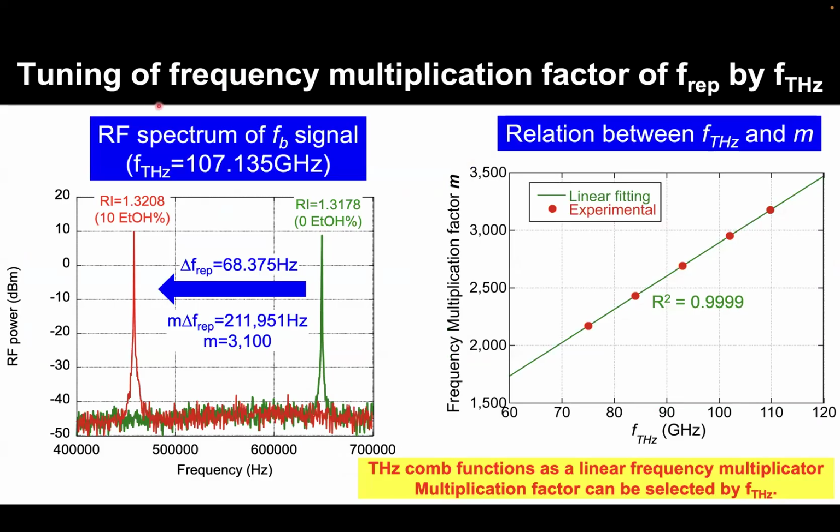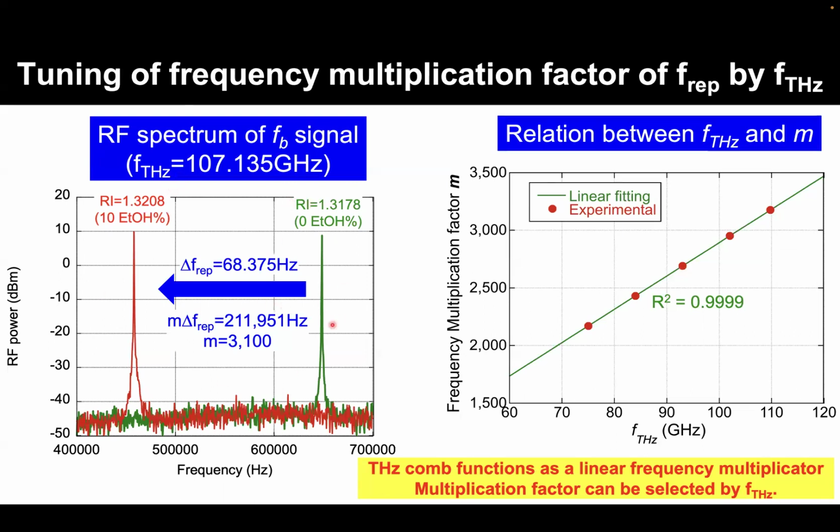We first investigate the tuning of the frequency multiplication factor M of FREP by F terahertz. Left compares the RF spectrum of the FB beat signal before and after the sample RI change. We here use water ethanol solution with a different RI. We confirm a good signal to noise ratio of the RF spectrum of over 50 decibel. The sample RI change causes a shift of M delta FREP of 212 kilohertz, like here. As the FREP is this value, M was achieved to be 3100 when the F terahertz value is set to be this value.